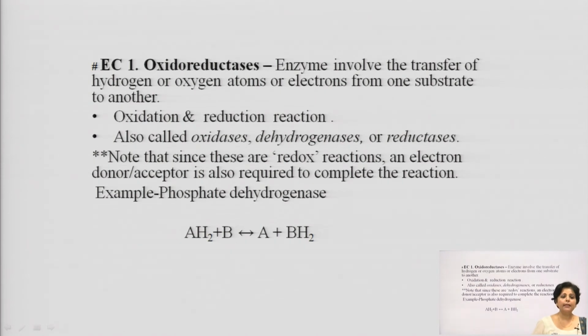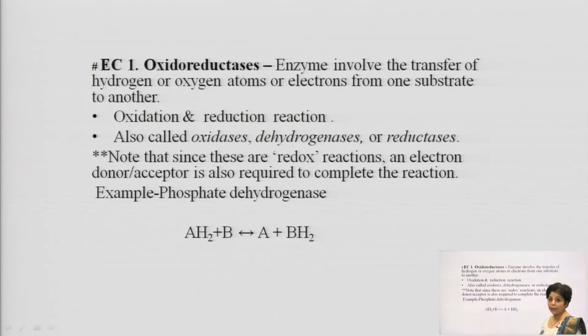First one is EC1, that is oxidoreductase. The enzyme involved, as the name says, is oxidoreductase. It means the enzyme involves the transfer of hydrogen or oxygen atoms or electrons from one substrate to another substrate. It means the oxidation and reduction reaction is taking place. It is also called oxidase, dehydrogenase or reductase.